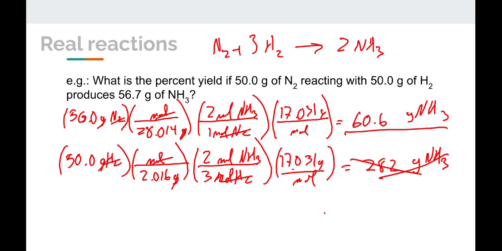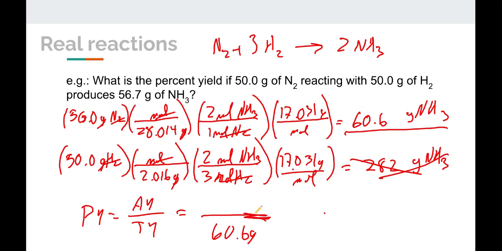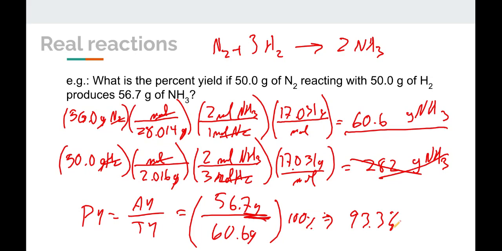Okay, so what's the percent yield? The percent yield is the actual yield over the theoretical yield. It's the ratio of the actual to the theoretical. Theoretically, I should be able to produce 60.6 grams of ammonia. How much could I actually produce? The problem tells me it was 56.7 grams. So if I express this as a percentage, which you often do, by multiplying by 100, that's going to give me 93.3%. So that's my percent yield.